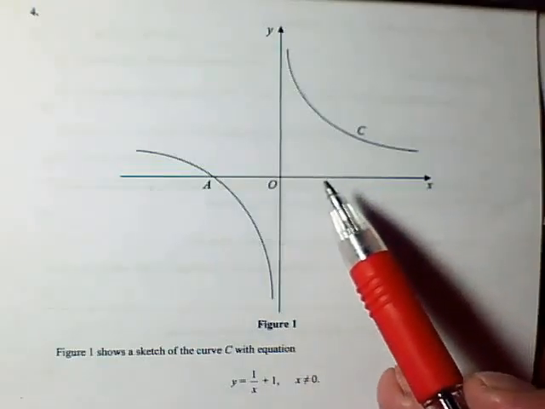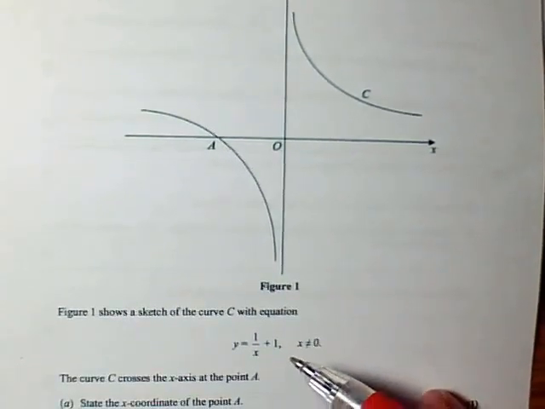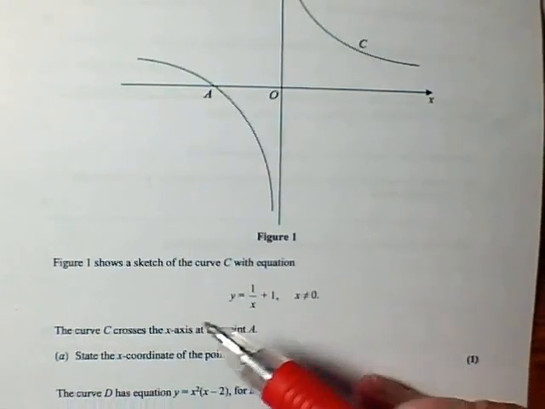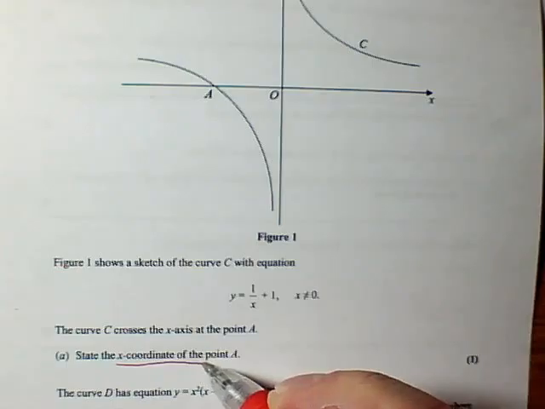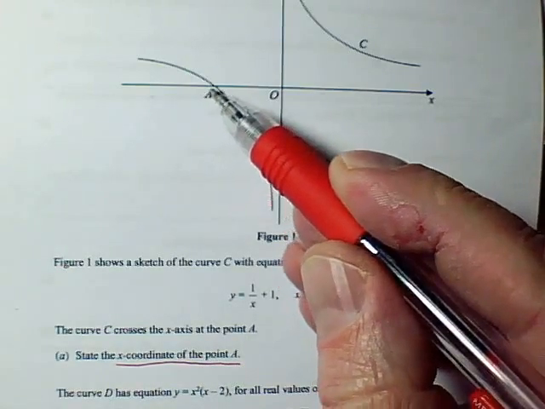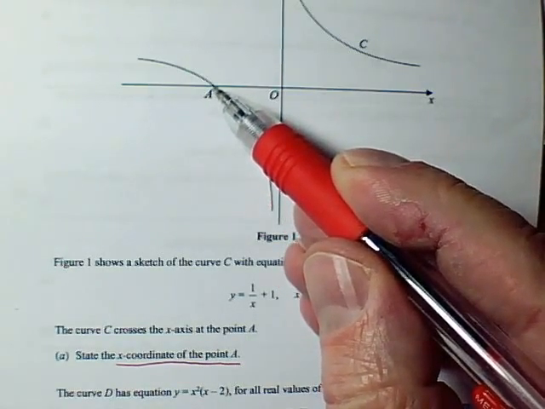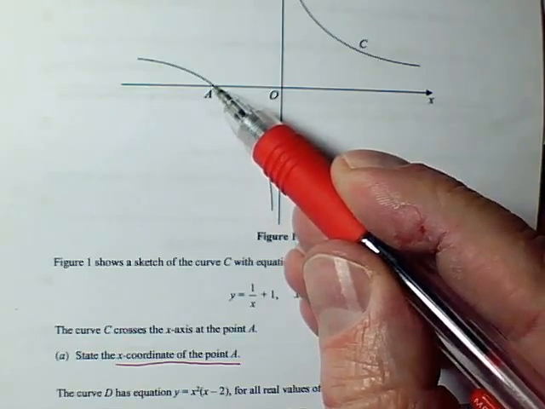Okay, in question 4, we're given this beautiful picture of a graph. We're given its equation. So underlining becomes very important. We've got the x-coordinate of the point A, and A is where it crosses the x-axis. So we've got an x-intercept, so that is a trigger method.